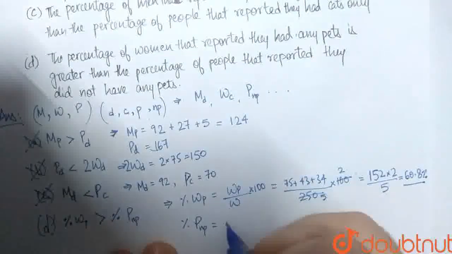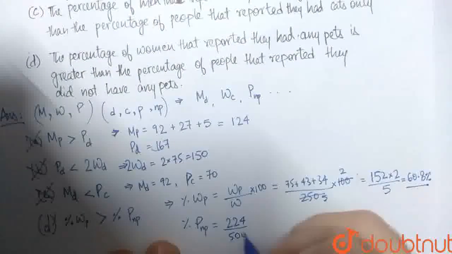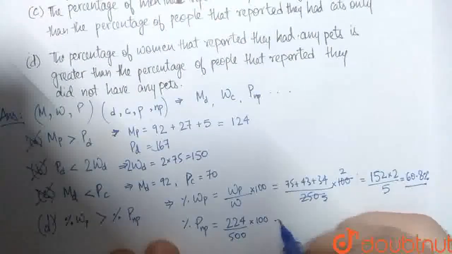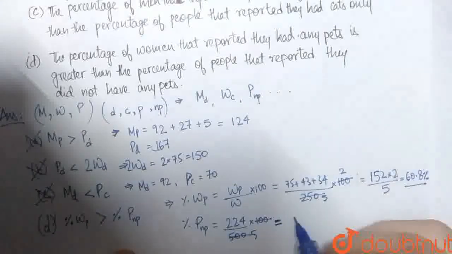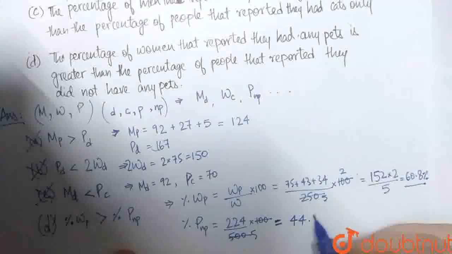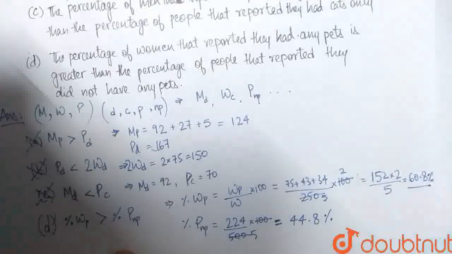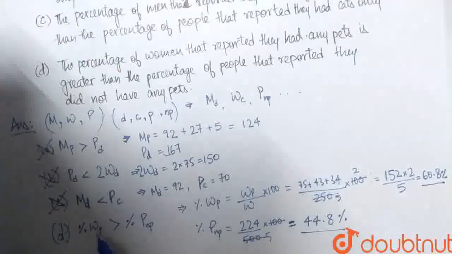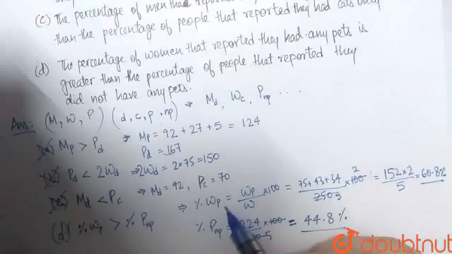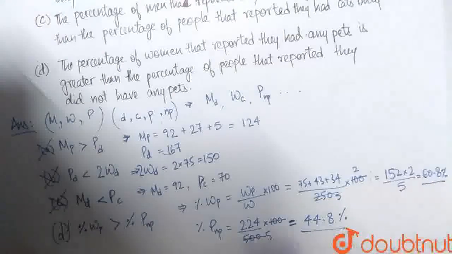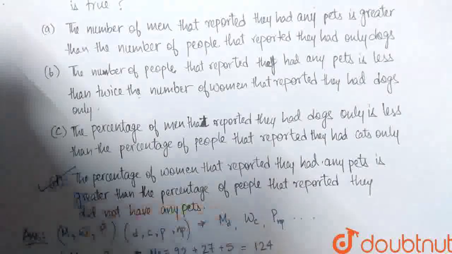So the value of PNP here is 224 by 500 times 100. So 100 and 500 get cancelled and 5 remains. Dividing this by 5 we get 44.8%. Now the statement says that percentage WP is greater than percentage PNP, and we see that percentage WP, which is 60.8, is obviously greater than percentage PNP, which is 44.8. So option D is correct, and therefore the correct answer is option D.